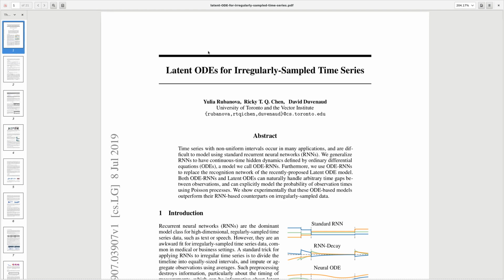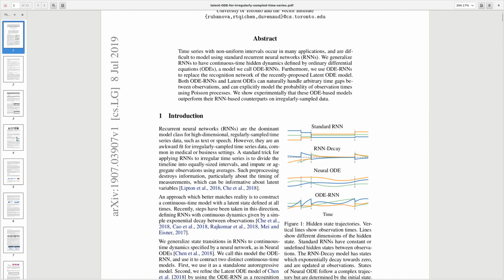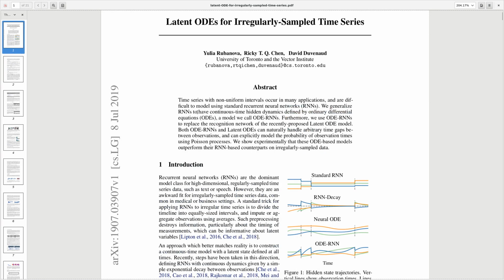Today I'm reading a paper called Latent ODEs for Irregularly-Sampled Time Series. It's from University of Toronto. Abstract: time series with non-uniform intervals occur in many applications and are difficult to model using standard recurrent neural networks. We generalize RNNs to have continuous time hidden dynamics defined by ordinary differential equations.